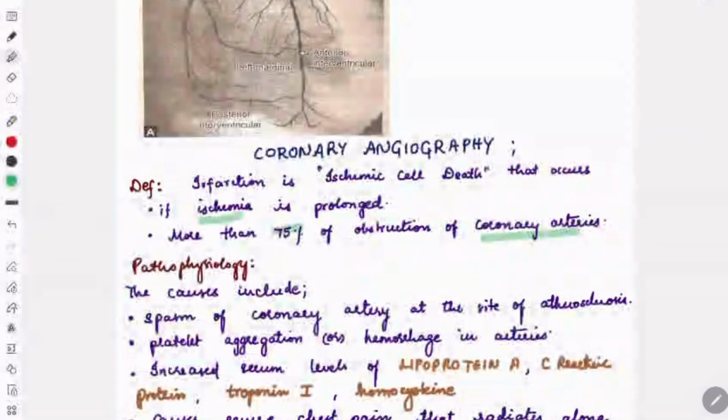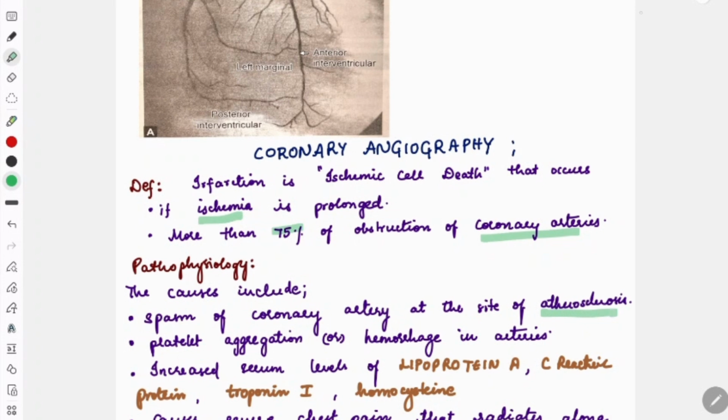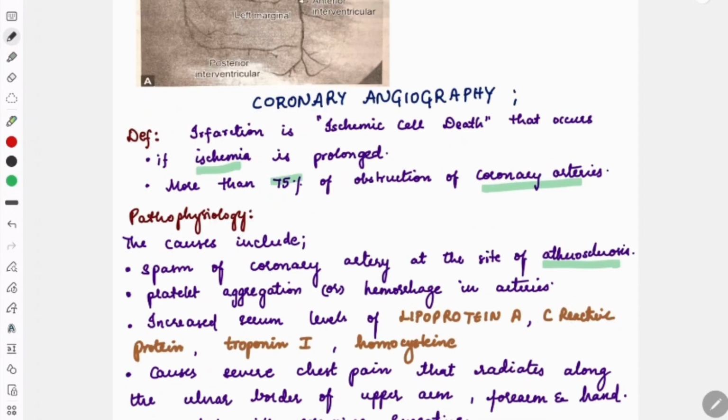So what are the causes of infarction? That is very much important. The infarction may be caused due to a spasm in the coronary artery at the site of atherosclerosis. Another cause of the obstruction may be platelet aggregation in the blood vessels or hemorrhage in the arteries. This can also lead to obstruction, that is, decreased blood supply to the heart, which can lead to myocardial infarction.